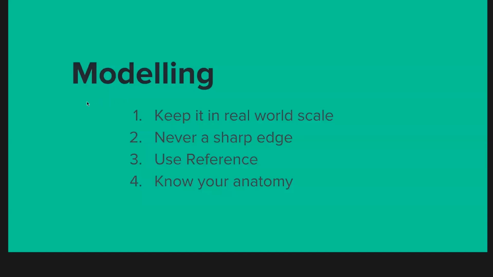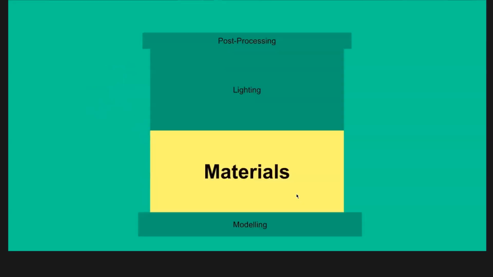So we're gonna sum it up. Modeling consists of 4 tips. Keep it in real world scale, never a sharp edge, use reference, and know your anatomy. Now we're gonna move on to materials and I'm gonna give the words to another speaker.